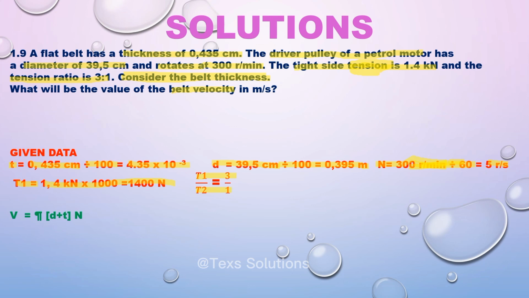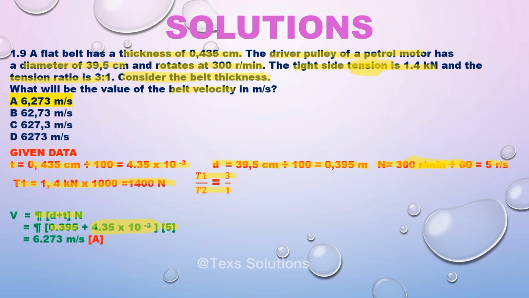The formula I'm now going to use for velocity: v is normally pi d n. But since I have a thickness and I'm using an effective diameter, the formula now becomes pi times diameter plus thickness, times n. Please make sure you are adding the thickness to the diameter. So I'm going to have pi times 0.395, which is my diameter, and please don't forget to add your thickness here, plus 4.35 times 10 to the minus 3, times the rotational frequency, which is 5 revs per second. We said 300 divided by 60 is 5 revs per second.